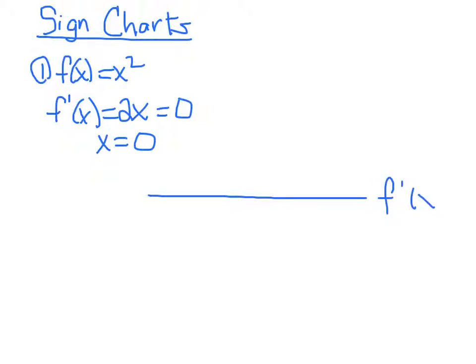You always want to label your sign chart because we are going to do some other sign charts besides just f prime of x eventually. So what you do is any of your critical points, now we only have one and it's at x equals 0, so we're going to put that on our sign chart. So now we know that that is our only critical point on our derivative.